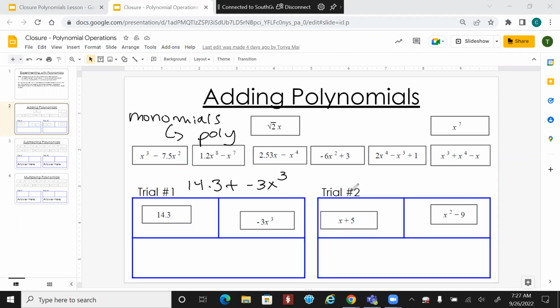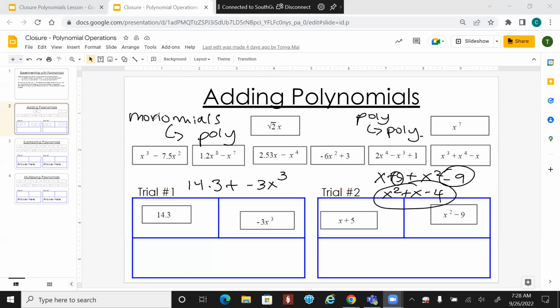Over here, if we take x plus 5 plus x squared minus 9, I can simplify this by combining my like terms, and I'm going to get x squared plus x minus 4. Is that a polynomial? X squared plus x minus 4. Yeah. Okay, so we took two binomials or polynomials, added them together, and we got polynomials.